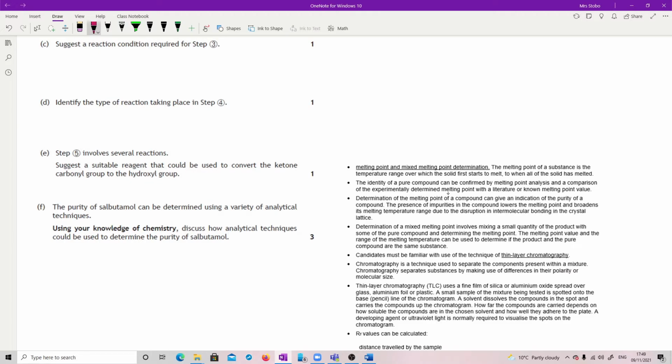Step 5 involves several reactions. Suggest a suitable reagent that could be used to convert the ketone carbonyl group to the hydroxyl group. Again, this is one that I would expect you've spent the time just learning. Okay, it is lithium aluminium hydride. They're super happy for you to write it down as a proper formula, LiAlH4, or you could say LAH, which is a shortened version of that. You could also use sodium borohydride. This is in the mark scheme, sodium borohydride, but lithium aluminium hydride is the one that you are really expected to see more often, and you just need to know that.